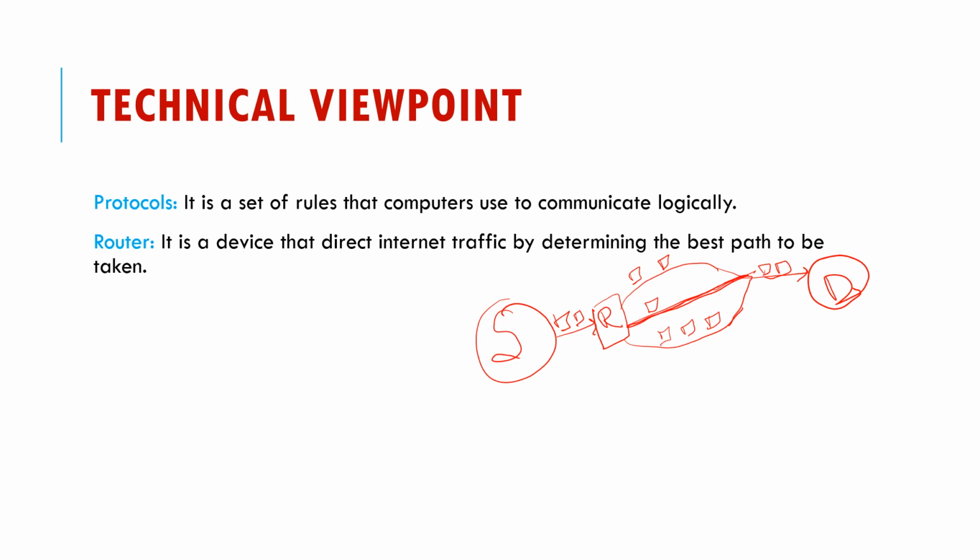Now for a small number of networks only one router is associated with the source, but for a large number of networks, like for WAN, that is wide area networks, another router is required at the destination as well, which will receive the packet and then give it to the destination.